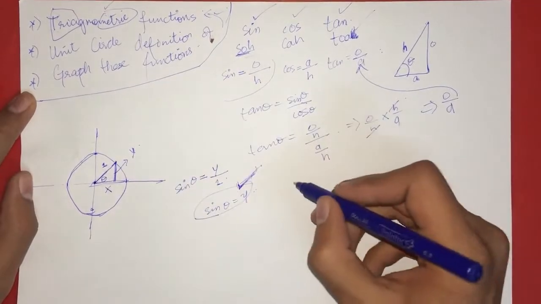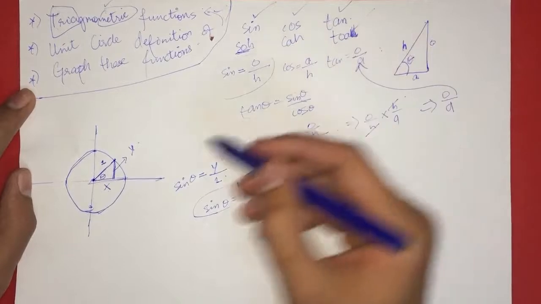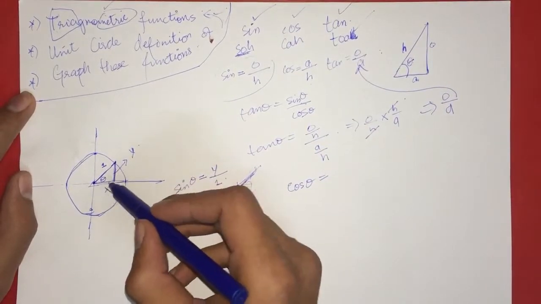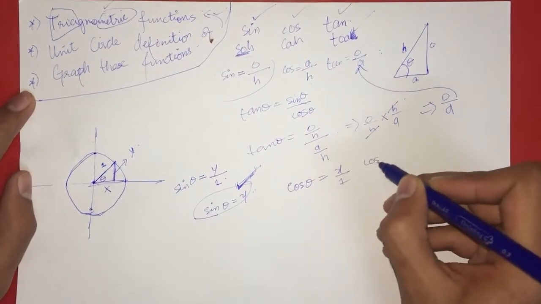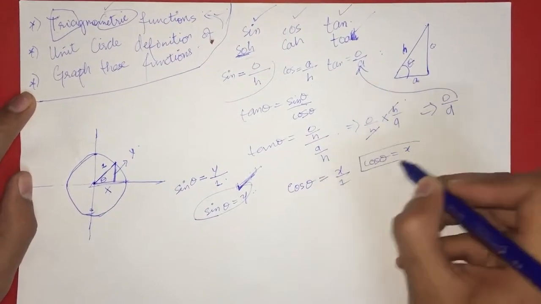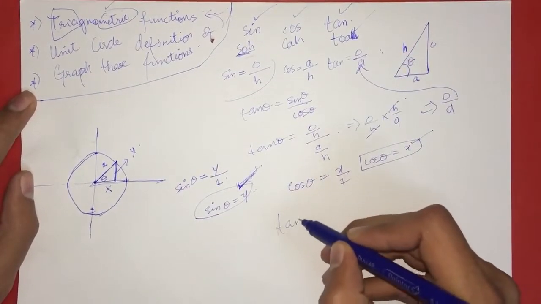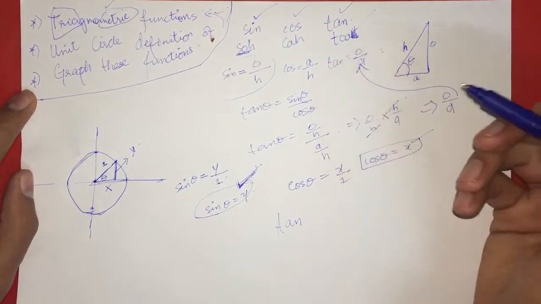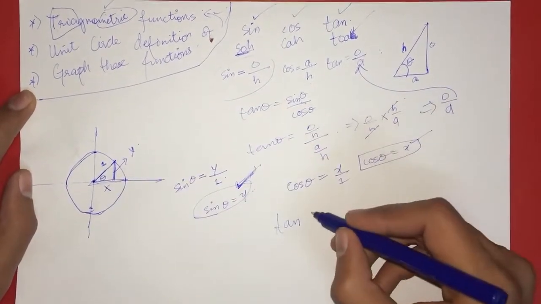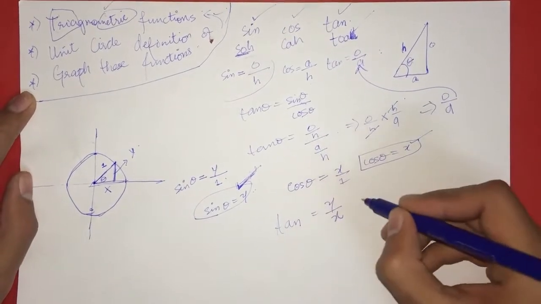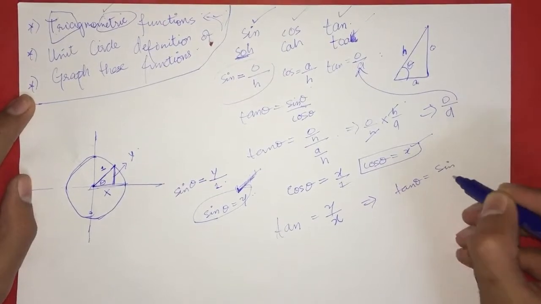So now let's do the cos. Cos theta is equal to adjacent divided by hypotenuse. We have adjacent as x divided by hypotenuse, that is 1, so cos theta equals x. This is the second one. And now let's find our tangent, and tangent is opposite divided by adjacent. So we have the opposite side y divided by x, so we have y divided by x, or as I explained earlier, tangent theta is also equal to sine by cos.